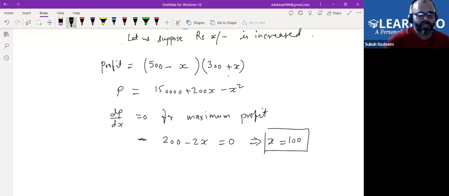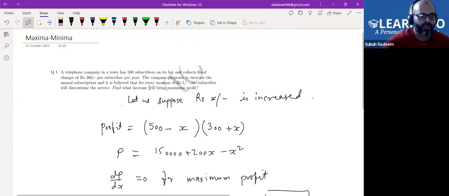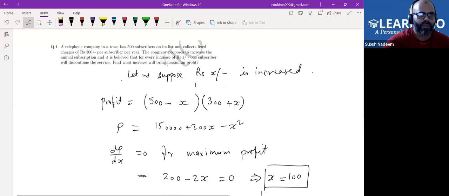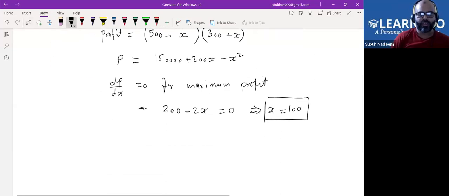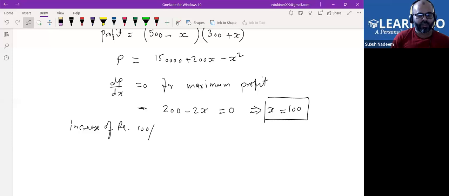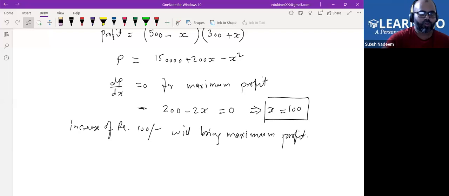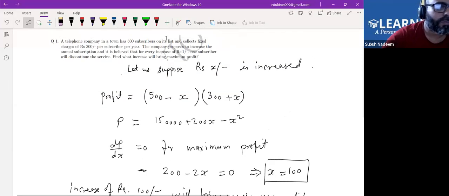So this is x equal to 100. So what increase will bring maximum profit? Rupees 200 or rupees 100? An increase of rupees 100 will bring maximum profit. So now you can write it down.